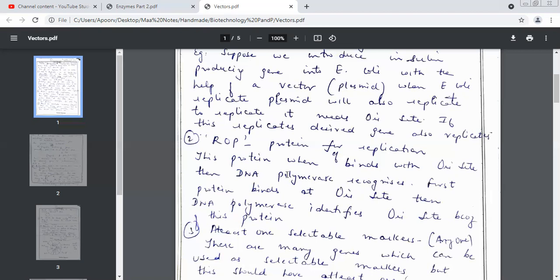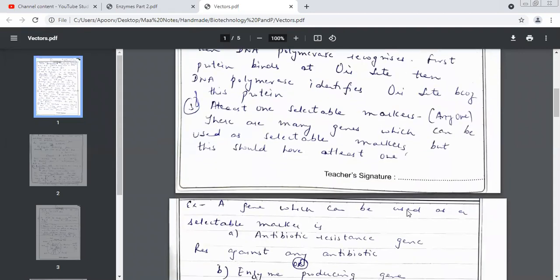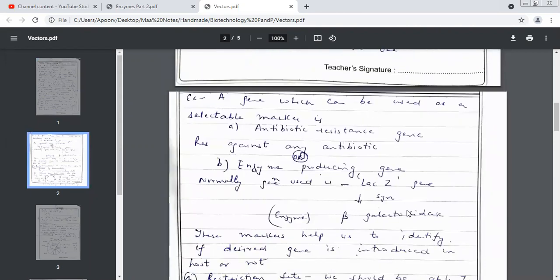Now we come to the third characteristic which should be present in a vector. First two we have already done. Third is that at least one selectable marker should be present. There are many genes which can be used as selectable markers, but remember that at least one selectable marker should be present. I've given an example of selectable markers, again showing it to you on the screen. Okay, tell me, who will explain what are selectable markers? Read, I'll give you two minutes extra for this and the example. Selectable marker.